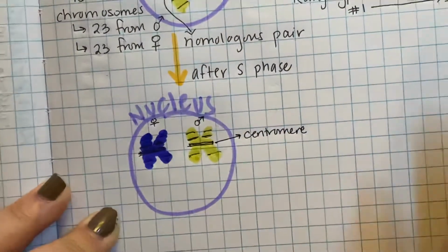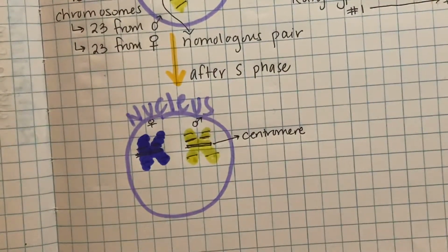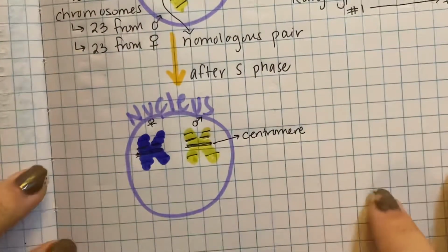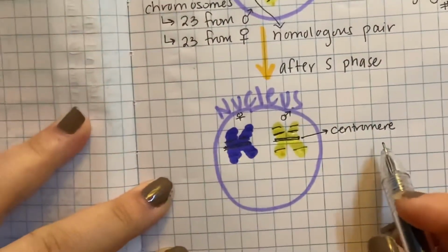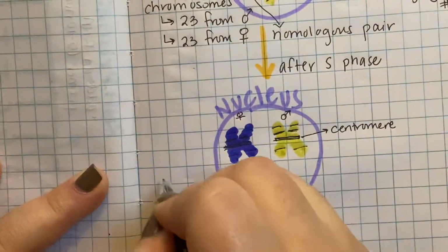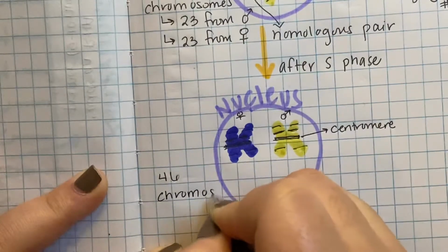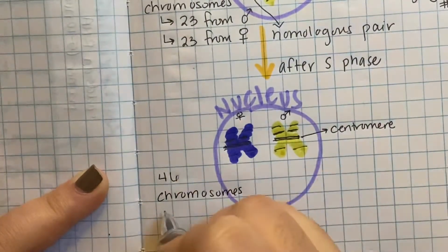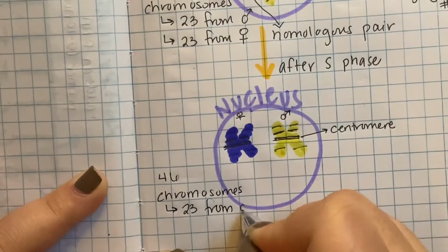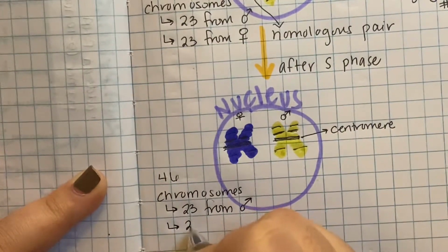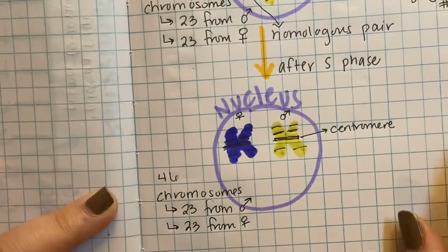It's a system of proteins. During mitosis, those proteins will get pulled apart. So we have now replicated DNA. So now our language gets a little different, okay? We still have 46 chromosomes. Okay, you have 23 from your father. You have 23 from your mother.